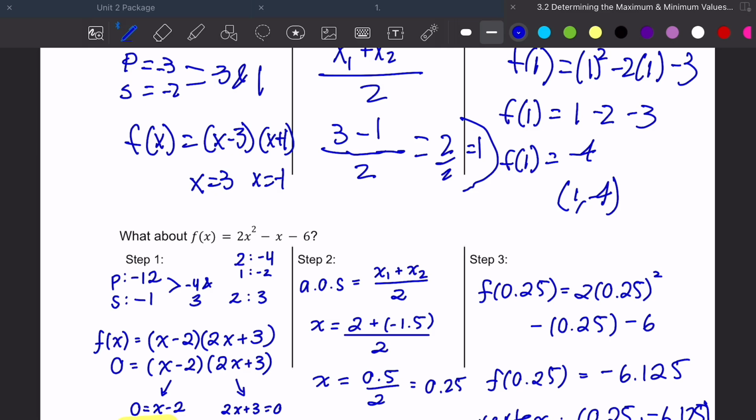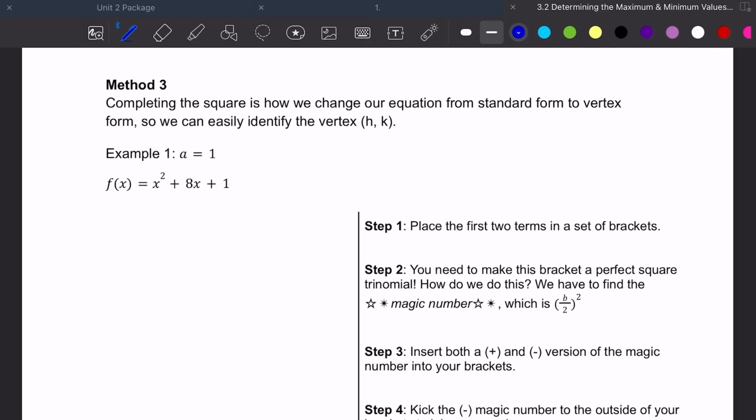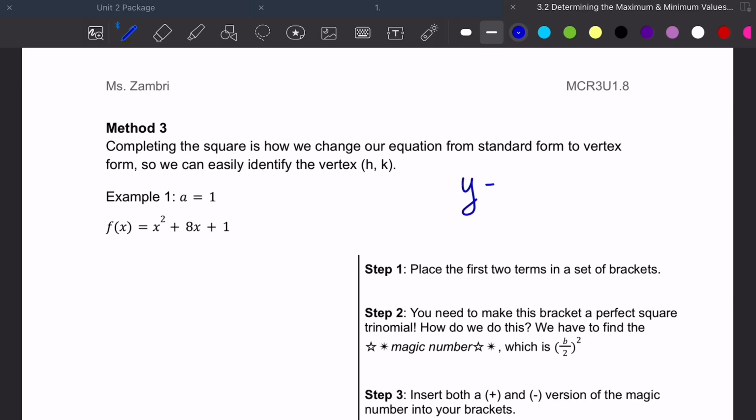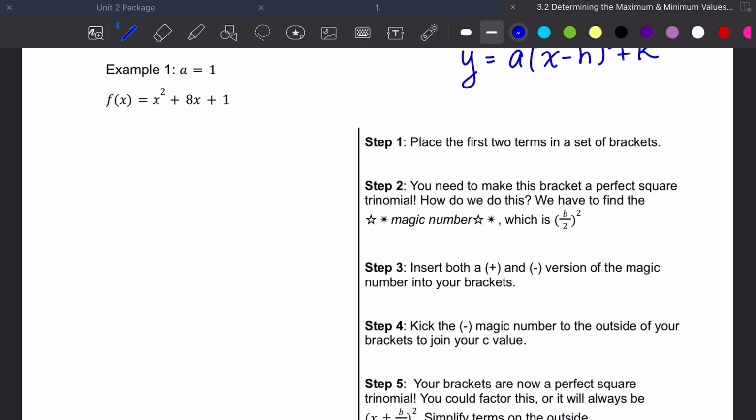Okay, so last but not least is completing the square. This is if you want to go from standard form, ax squared plus bx plus c, to vertex form, which, as a reminder, is a times x minus h squared plus k, where h and k is your vertex. It tells you what the vertex is in the equation. There are a couple of steps for completing the square, and two different options: when a is 1, so it's just x squared, or when a is not 1. Then there's a little extra step.